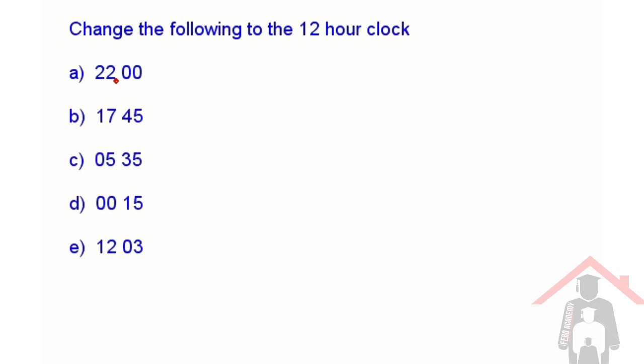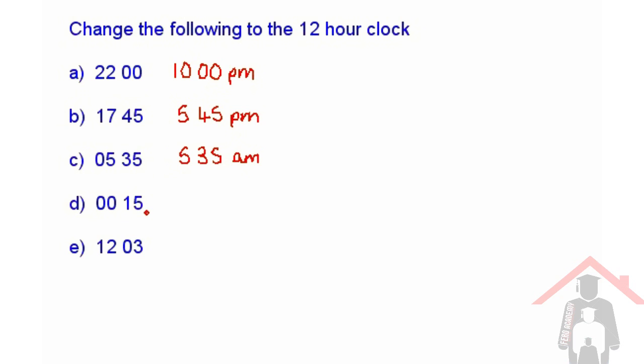This number's more than 12, so I'm going to take 12 off it, and that leaves me with 10. So this is 10 PM. This is more than 12, so I take 12 off and get 5:45 PM. This one's less than 12, so I'm going to write 5:35 AM. If you've written 05:35 AM, you don't need the 0 at the start.